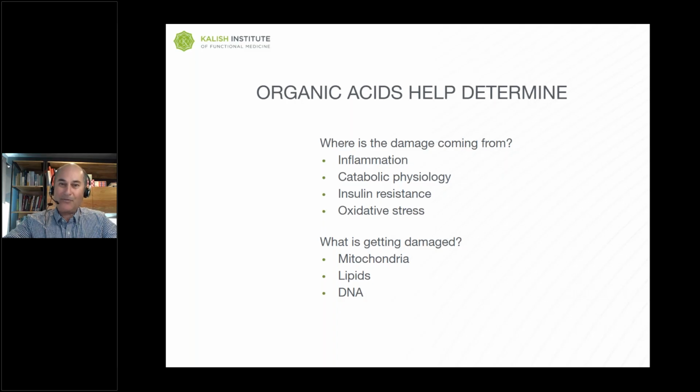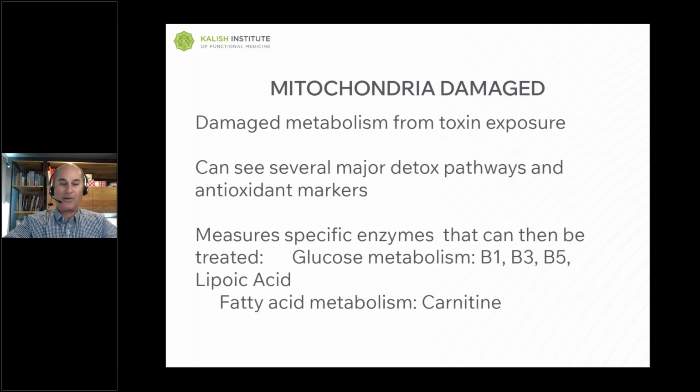So where's the damage coming from? You know, inflammation, catabolic physiology, insulin resistance, oxidative stress, and then what's getting damaged? This test shows you that too. Mitochondria, DNA, is it fat soluble, water soluble? Where's the damage occurring? Is the liver okay? All of these things are measured out, okay? If the mitochondria are damaged, and that's kind of one of the main concerns here, that could be from toxin exposure. And you can also measure the detox pathways on the same test. So you can see all of these different factors.